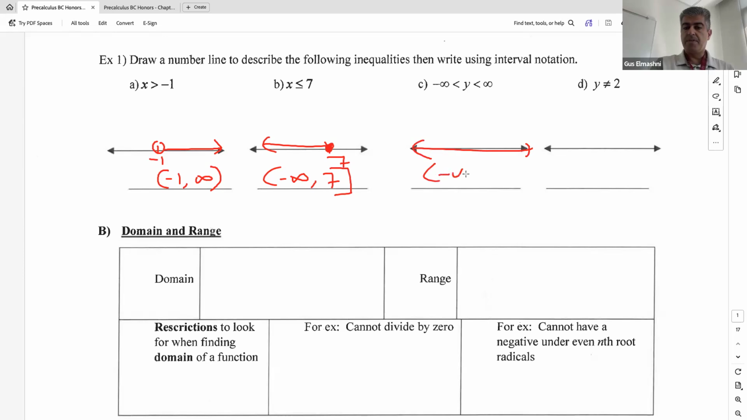So I'm going to do this. Yeah, you could. We're going to try to get away from that though, because in AP Calculus, they don't do that. So my goal is to sort of steer in that direction, right? This is everything but 2. So I'll put a little hole there, go this way, go that way.